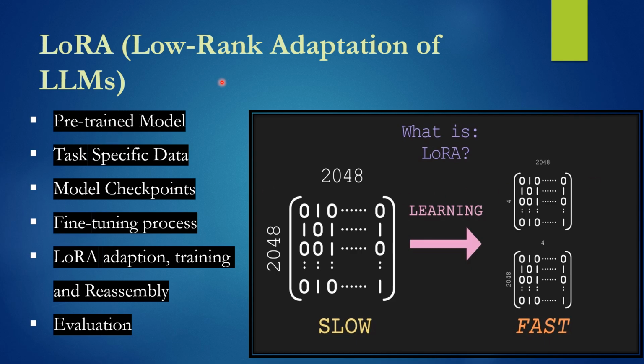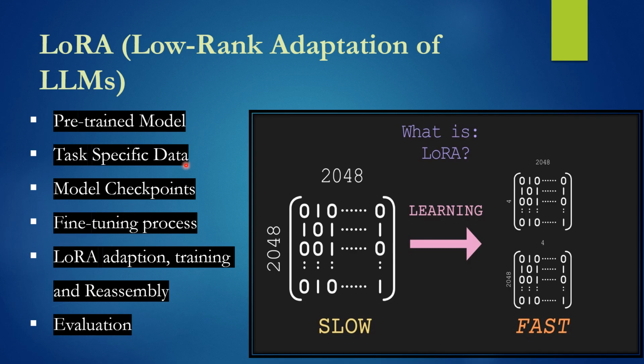First is the pre-trained model. So here you will choose a pre-trained LLM that you want to adapt using LoRA. This model has been trained on a large amount of data and can perform a variety of tasks. Then we'll have the task specific data. So here you will collect a dataset of examples that are representative of the task or the domain you want to adapt the model to. For example, if you want to adapt the model for legal document analysis, you will gather a set of legal documents and their corresponding annotations.